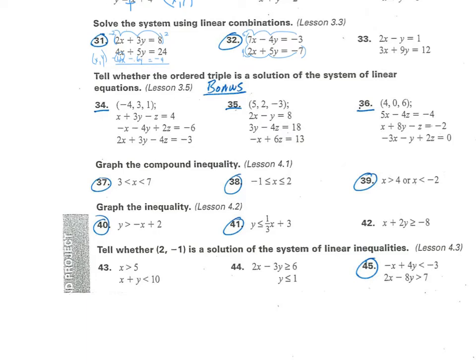34, 35, 36. These are bonus, but they're easy. So plug these in. This is your x, y, and z coordinate. Plug them in for each one of these, and work out the whole left side. If you get 4, that's good. But they've got to work in all three equations.